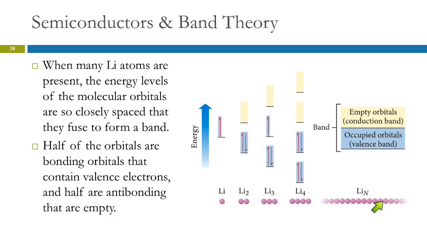Once you get a piece that's large enough to actually see, you've got occupied orbitals, which are called the valence band. These orbitals are delocalized, spread throughout the entire thing, the entire molecule. And then you have empty orbitals, the anti-bonding orbitals, and those are just slightly higher in energy, and they're just sitting there empty. Any questions?